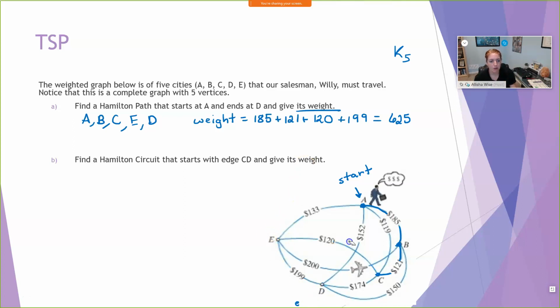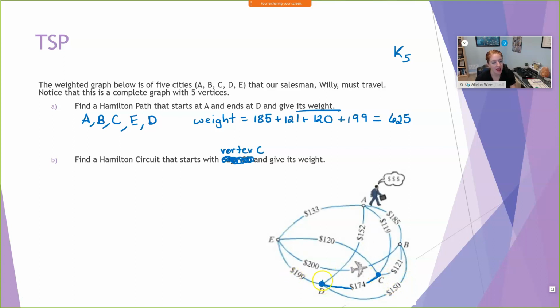So instead, we want to go ahead and find a Hamilton circuit that starts with edge CD. Let's actually say that starts with vertex C. I like this better. Change that to vertex C and give its weight. So let's actually go C to D.